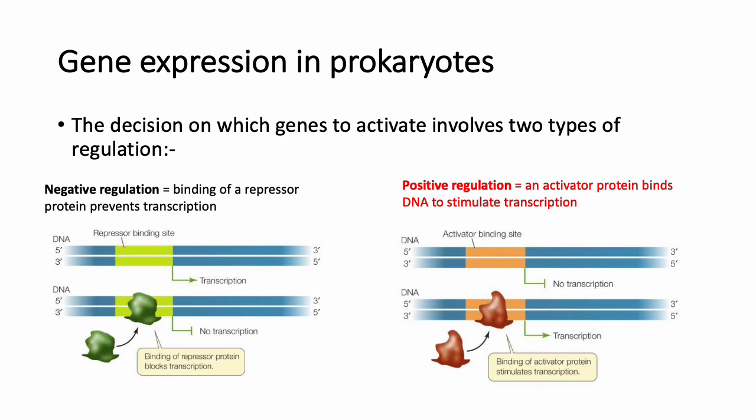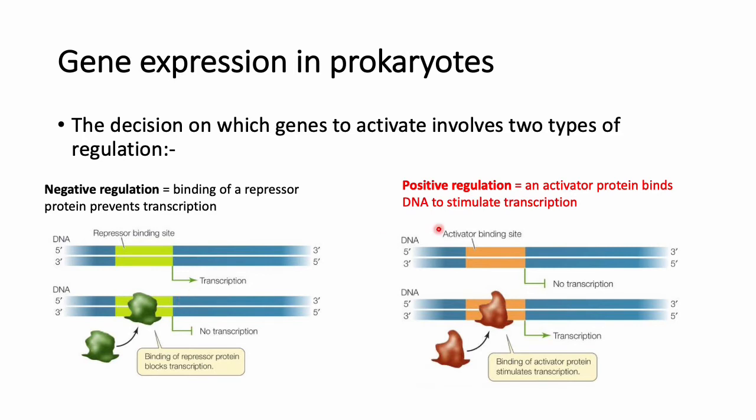So for gene expression in prokaryotes, the decision of which genes activate involves two types of regulation. First, on the left here, we've got negative regulation. Negative regulation is essentially the binding of a repressor protein. At the 5' sequence there's a binding site where the repressor protein can prevent transcription. If the repressor protein binds, it blocks the transcription.